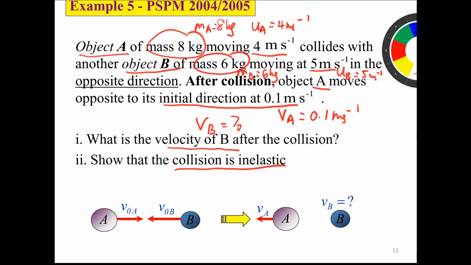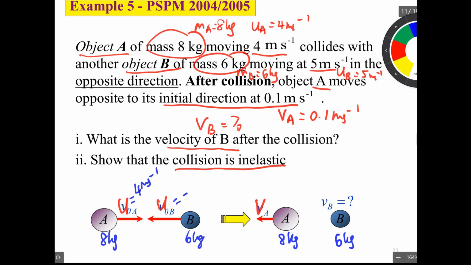Okay, so the diagram is drawn like this. UA, UB, VA, VB. Let me write first here. UA is equal to 4 meter per second, UB is equal to 5 meter per second. Mass A is 8 kg, mass B is 6 kg. So UA is 4 meter per second, UB is negative 5 meter per second. Why negative? Because object B moves in the opposite direction, so it moves to the left. So we must put U equal to negative 5 meter per second. Usually students forget to put the negative.